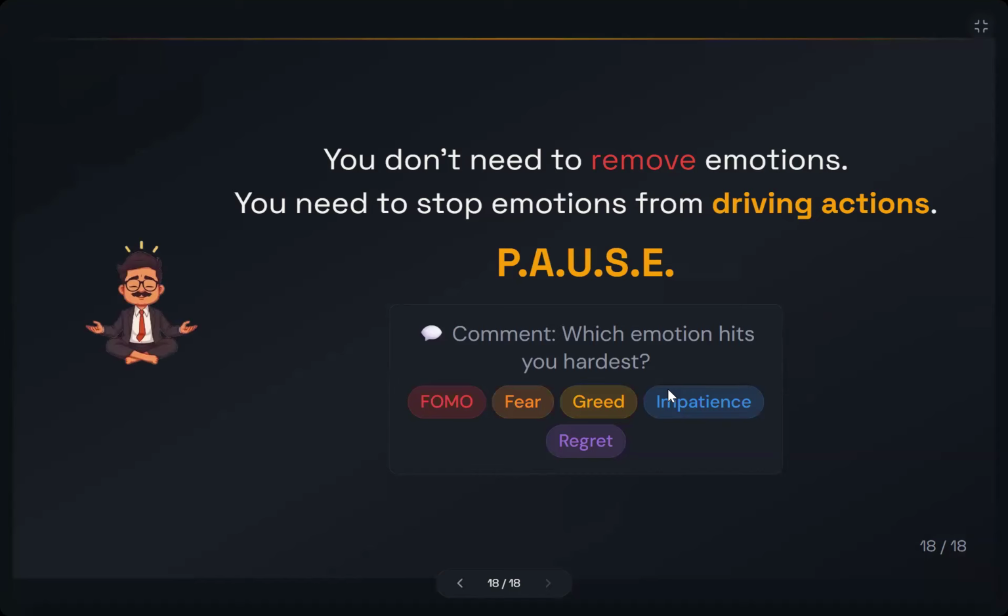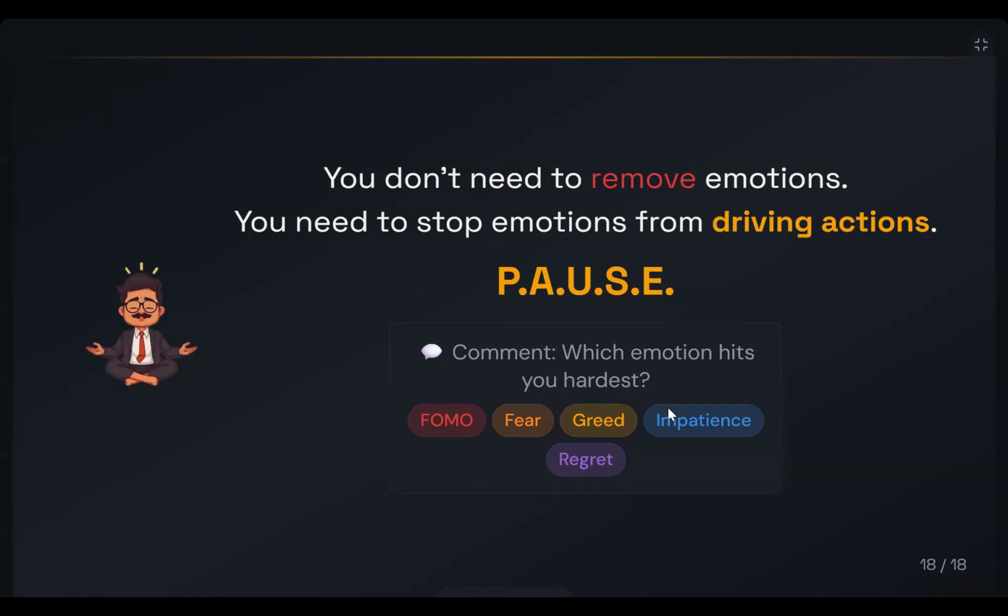You don't need to remove emotion. You just need to stop emotion from driving action. So pause before making any investing decision, because this is the hard truth. And that's why the emotional investing filter just turns feeling into a checklist. This helps you stop confusion around your portfolio and make decisions based on your investing ability and your investing analysis.